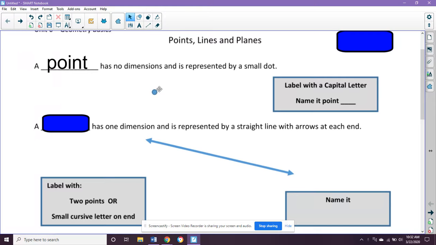So anytime we have a point, we have to label it. So we have a dot, and then we have to label it by using a capital letter. So here we're going to name this point, point A. So name it by point A. And it's always capital.